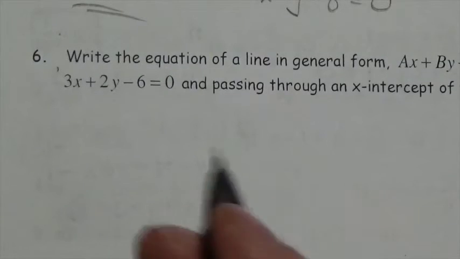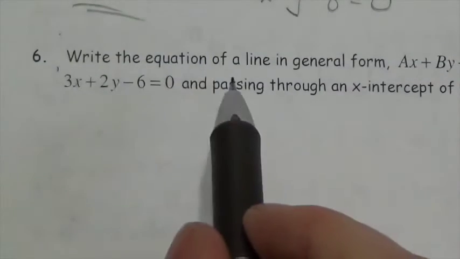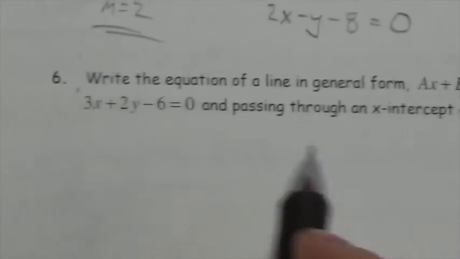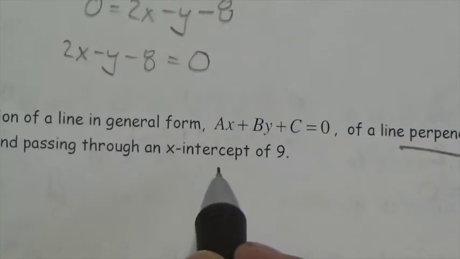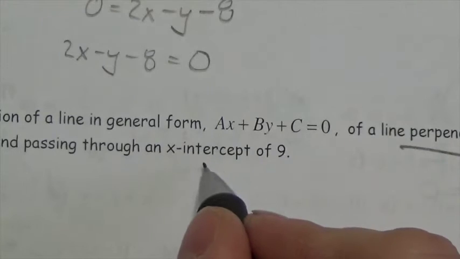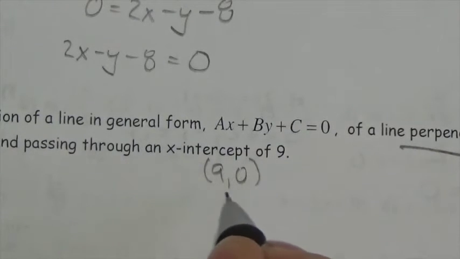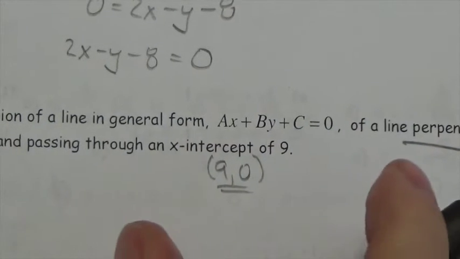Okay, next question here is again kind of on that same theme. Write the equation of the line in general form, again, but this time we want it to be perpendicular to the given line and passing through an x-intercept of 9 here. Now let's just really quickly bear in mind that this is going to be the point 9 comma 0. That's what I've given you when I give you the x-intercept here.